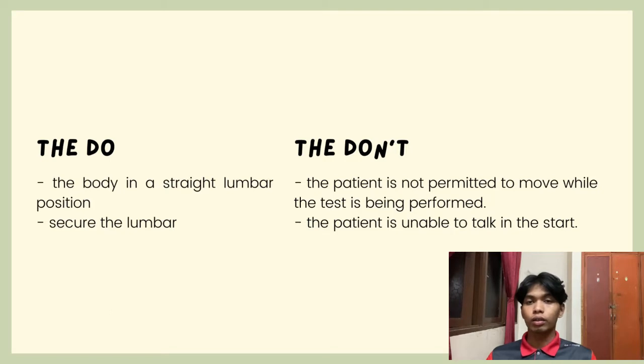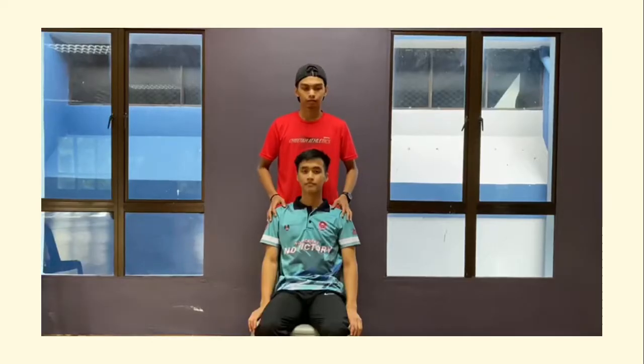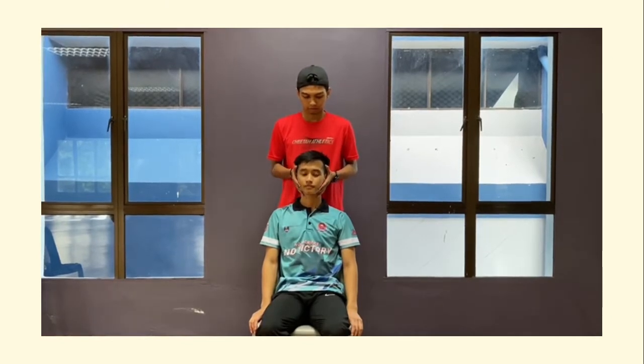The do and don't for the Sperling test. The do: keep the body in a straight position and lock the lumbar. The don't: the patient cannot move and speak while the test begins. This is the procedure of the Sperling test.